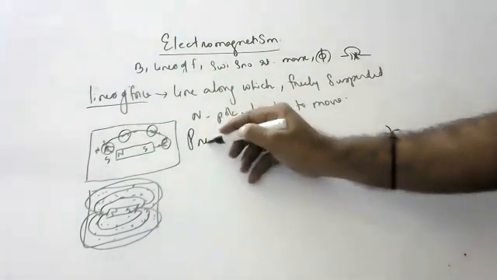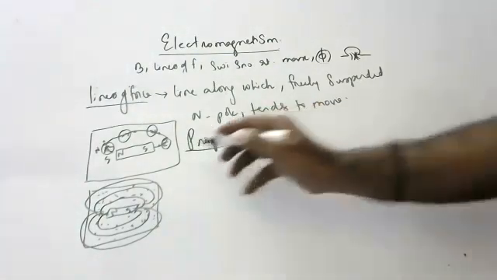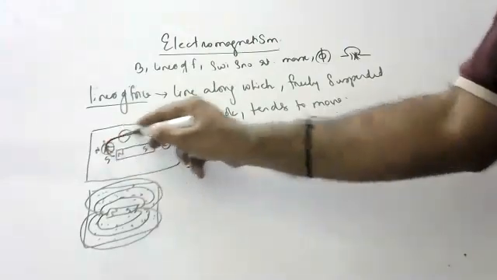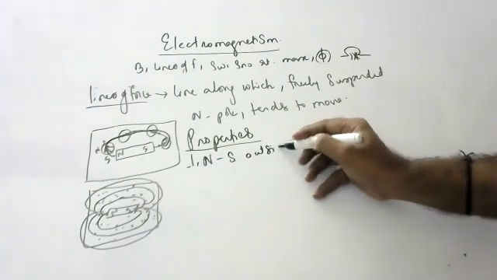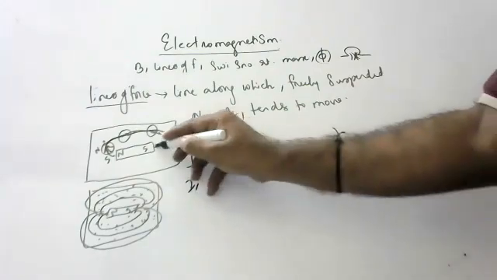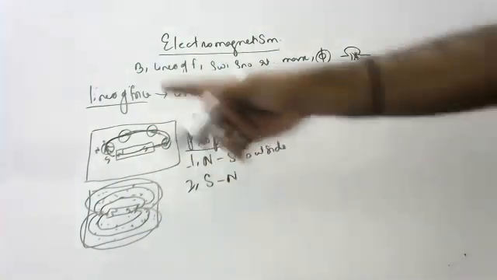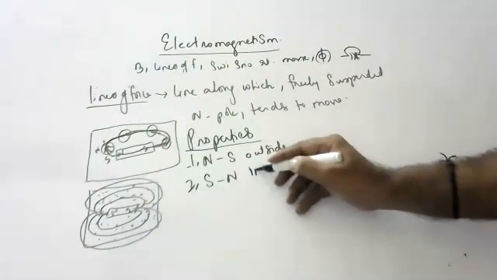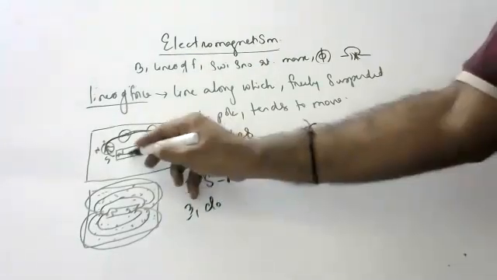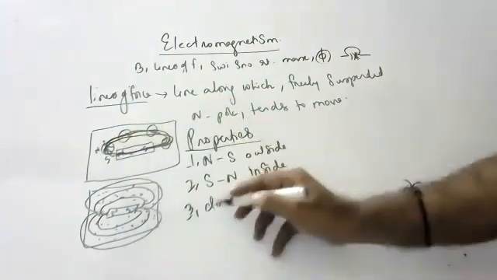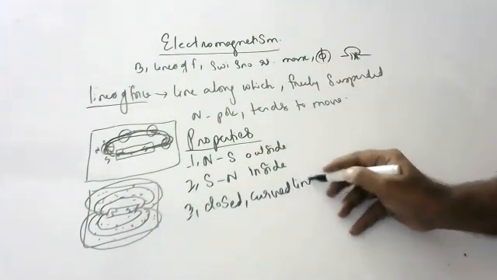Now, lines of force also have some properties. What are the properties of lines of force? Remember, children, outside the magnet they always move from north to south. And inside the magnet, they go from south to north. And if you see, they are closed and curved lines.